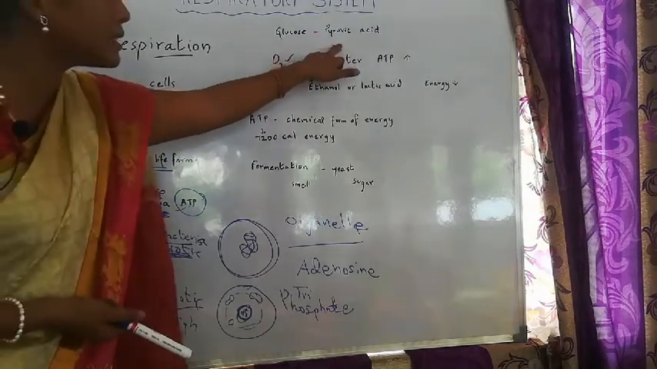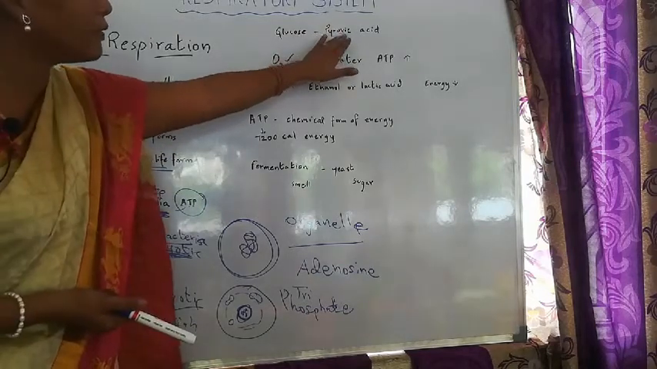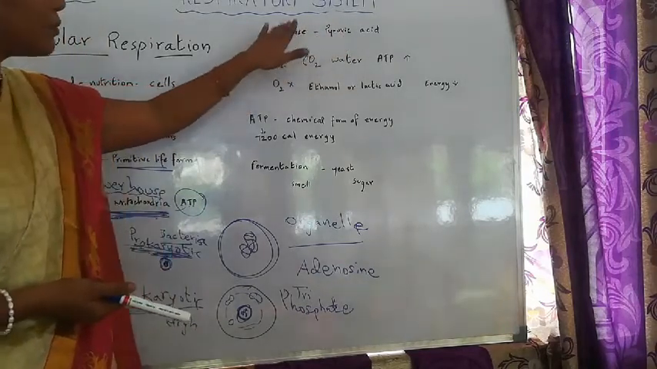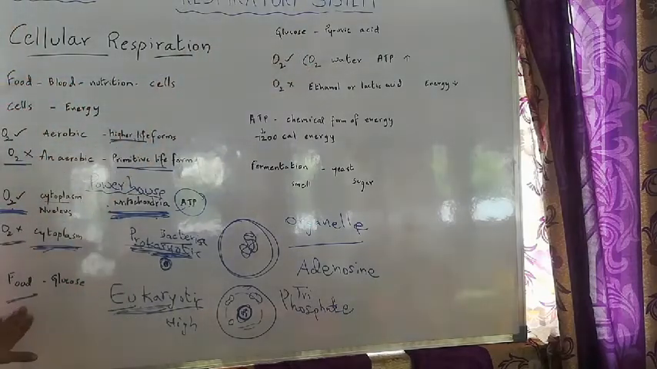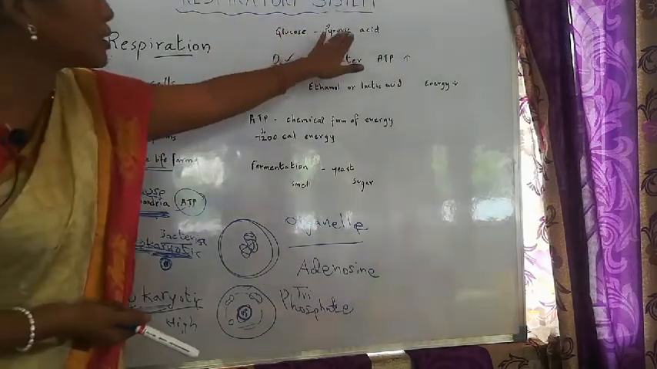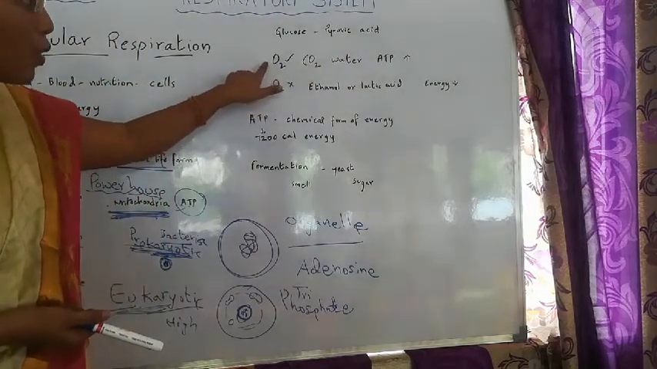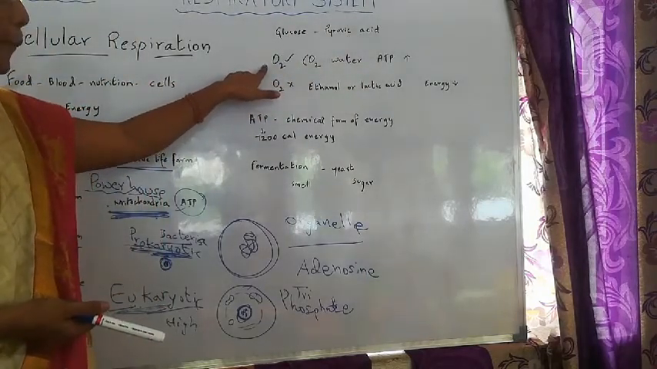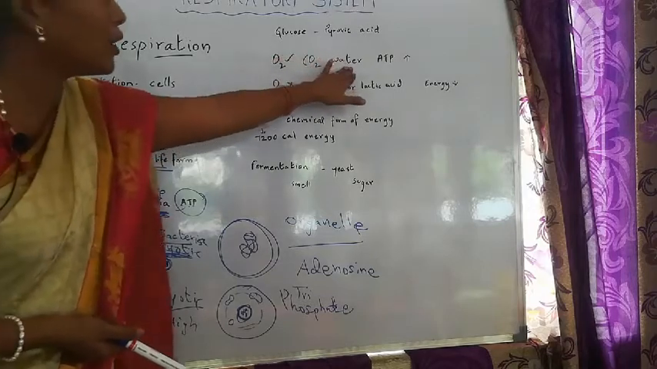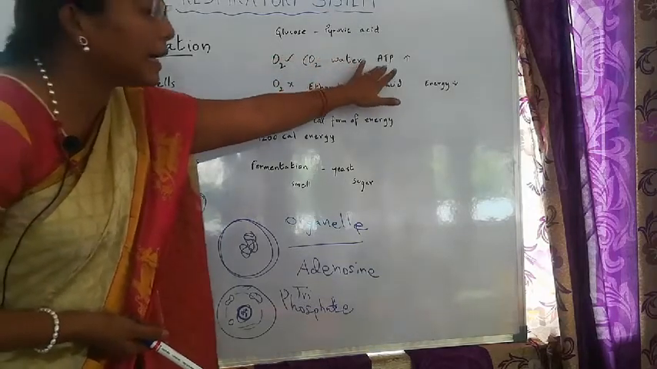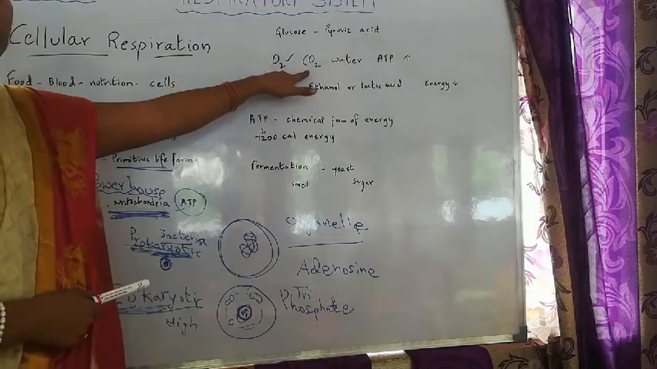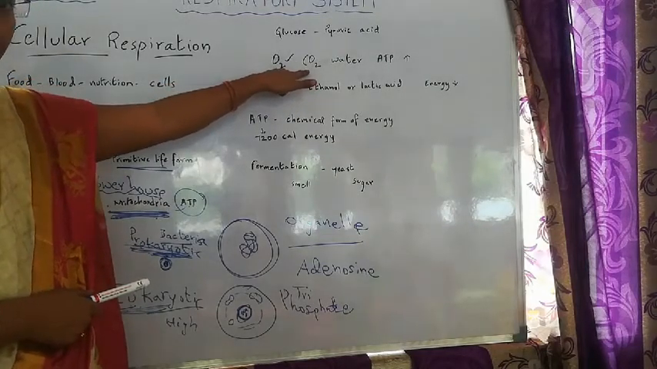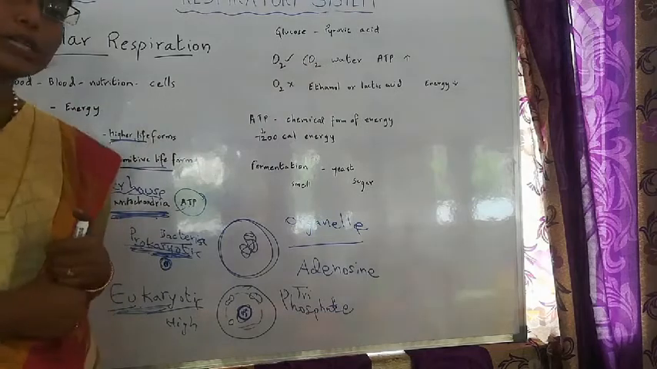So, from where is pyruvic acid produced? Breakdown of glucose. From where is glucose produced? Breakdown of food we eat. So, this pyruvic acid reacts with oxygen to produce water and energy. In that process, CO2 is released. Now, what happens to that CO2?